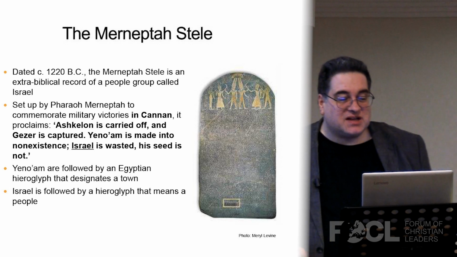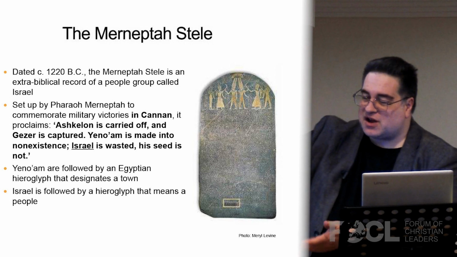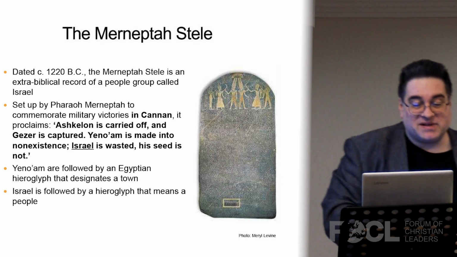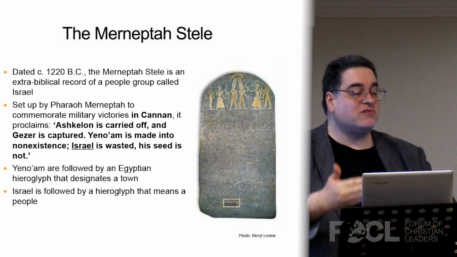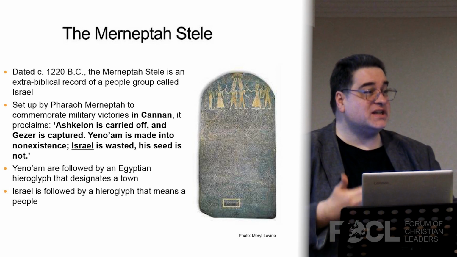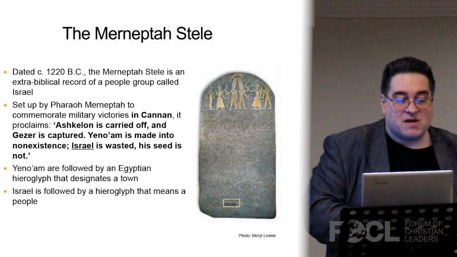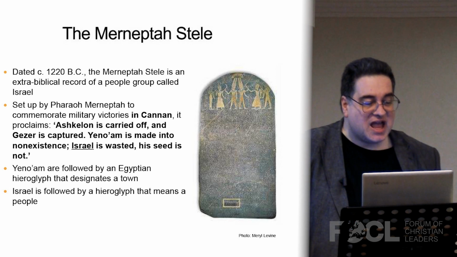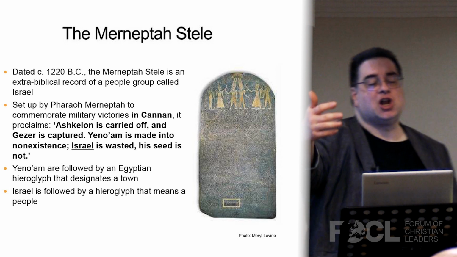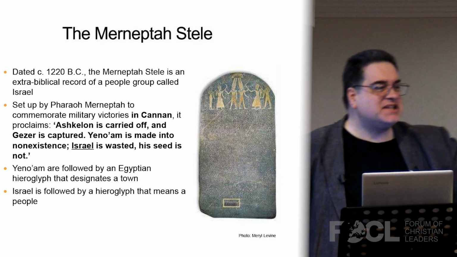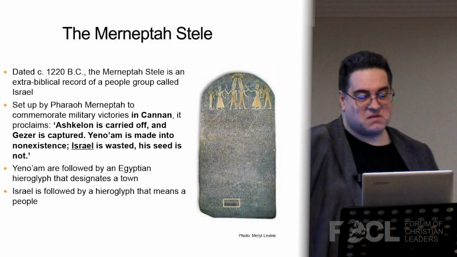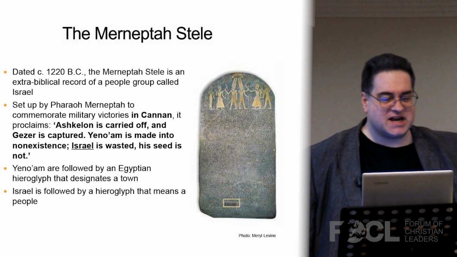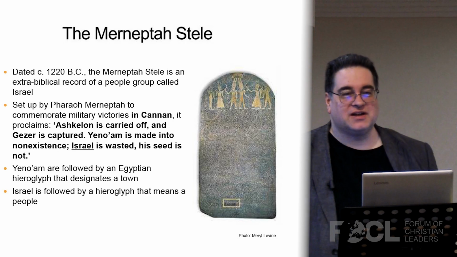The Merneptah stele is a stone with an inscription carved into it. Dated from about 1220 BC, it is an extra-biblical record of a people group called Israel. Set up by Pharaoh Merneptah to commemorate military victories in Canaan, it proclaims, quote, Ashkelon is carried off, and Gezer is captured. Yanoam is made into non-existence. Israel is wasted. His seed is not.